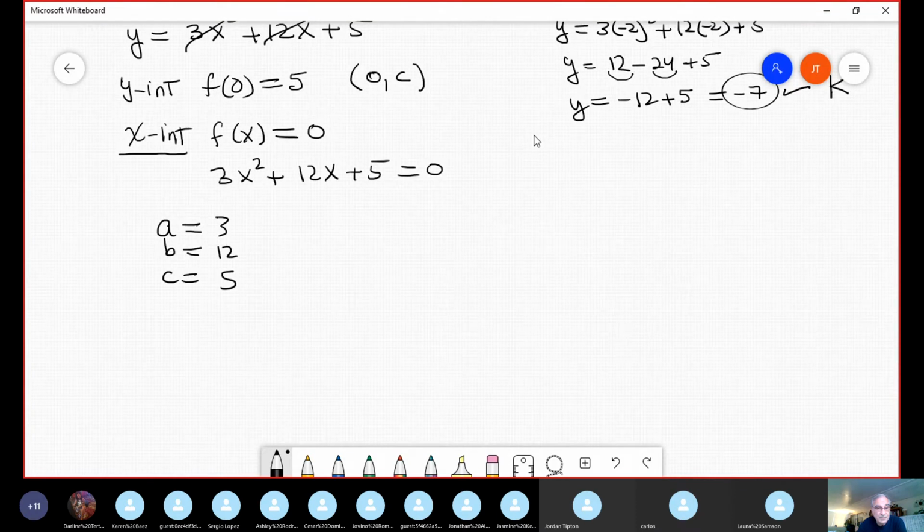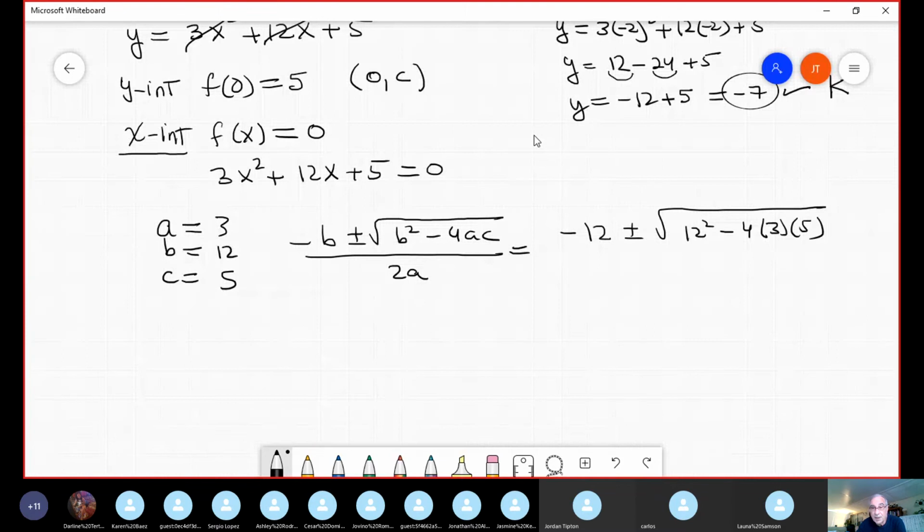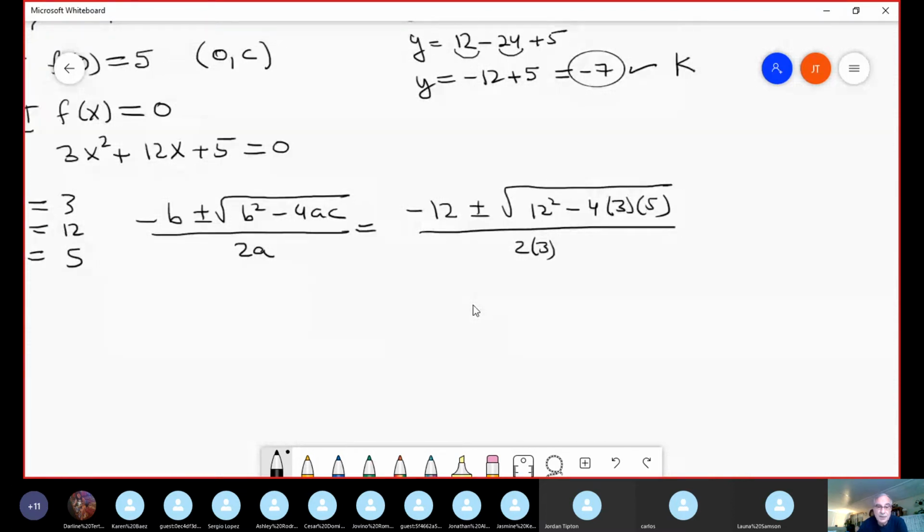Plugging into the quadratic formula: minus B plus or minus square root of B squared minus 4AC, divided by 2A. I copy again one more time the quadratic formula. This is minus 12 plus or minus square root of 12 squared minus 4 times 3 times 5, divided by 2 times 3. 12 squared is 144, minus, 4 times 3 is 12, times 5 is 60. And when you're subtracting, it's 84.